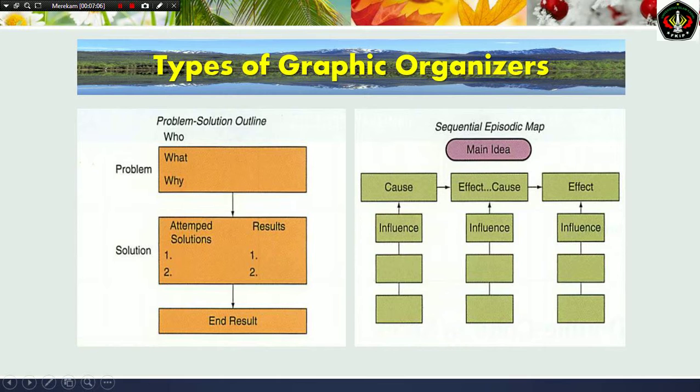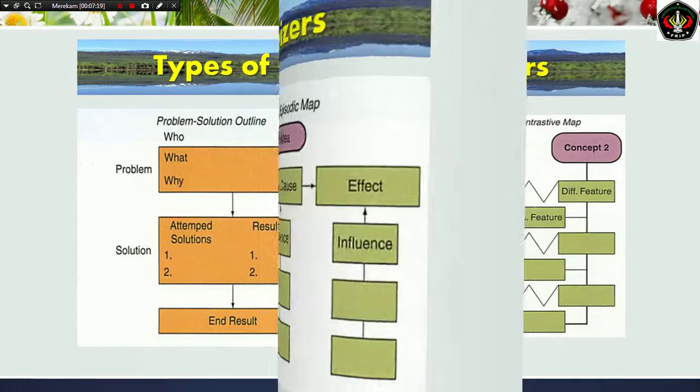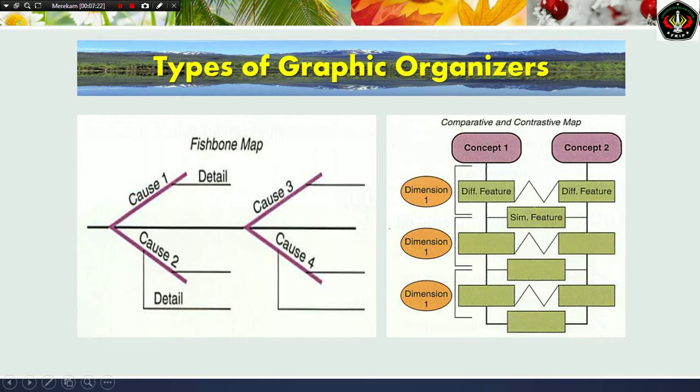And then the fourth is sequential episodic map. The main idea here, there is the cause, influence, and then the effects. Or the cause, there is the influence here, then the effects, and there is an influence here. And then fishbone map. Cause 1 is supported by details, cause 2 is supported by details, cause 3 is supported by details, and cause 4 is supported by details. And then comparative and contrastive map. Dimension 1 has different features, and then dimension 1 has a simplified feature, and then a different feature.